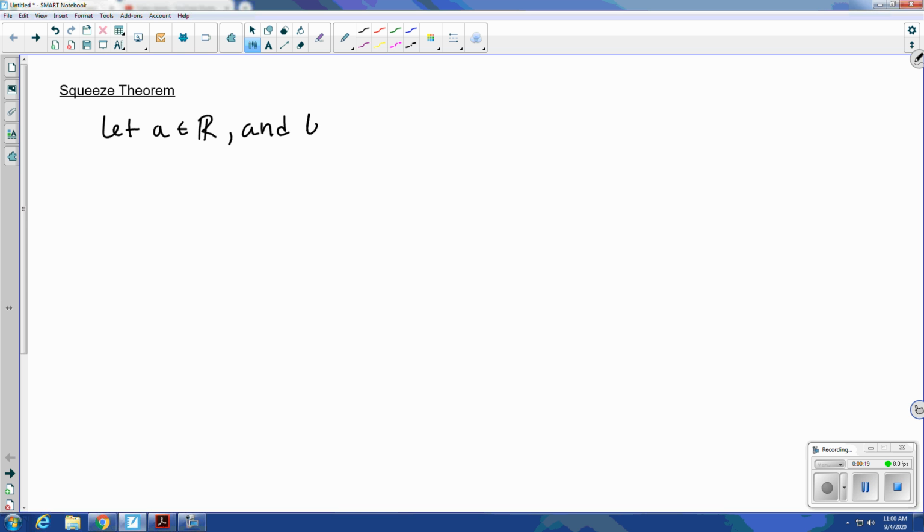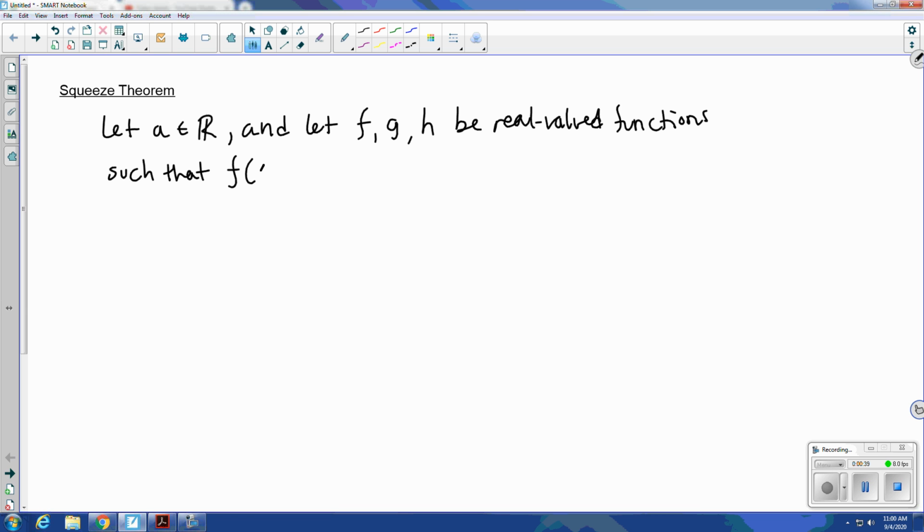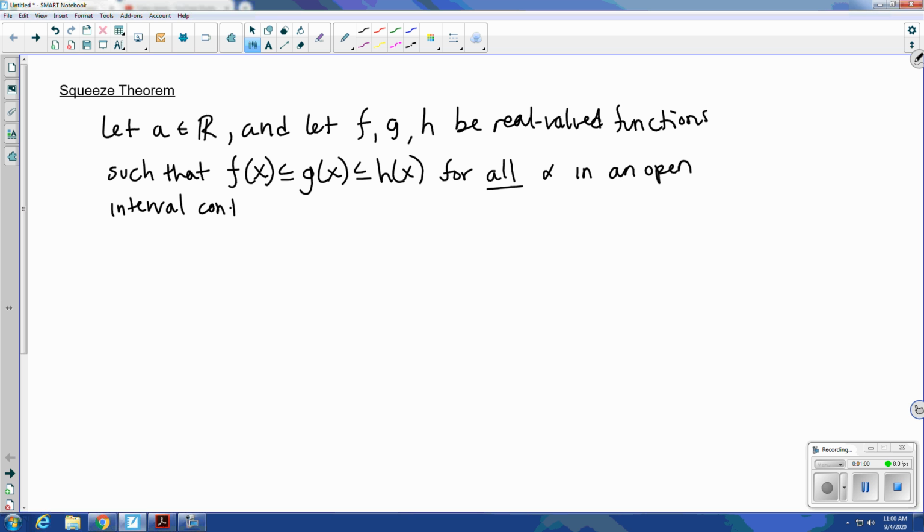and let f, g, and h be real valued functions such that f of x is less than or equal to g of x is less than or equal to h of x for all x in an open interval containing A, but not necessarily at A itself.